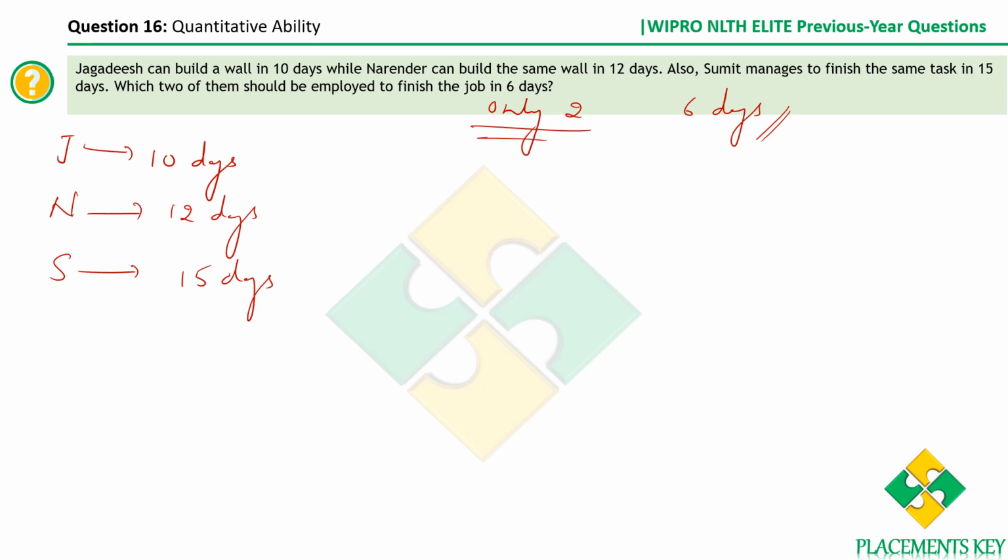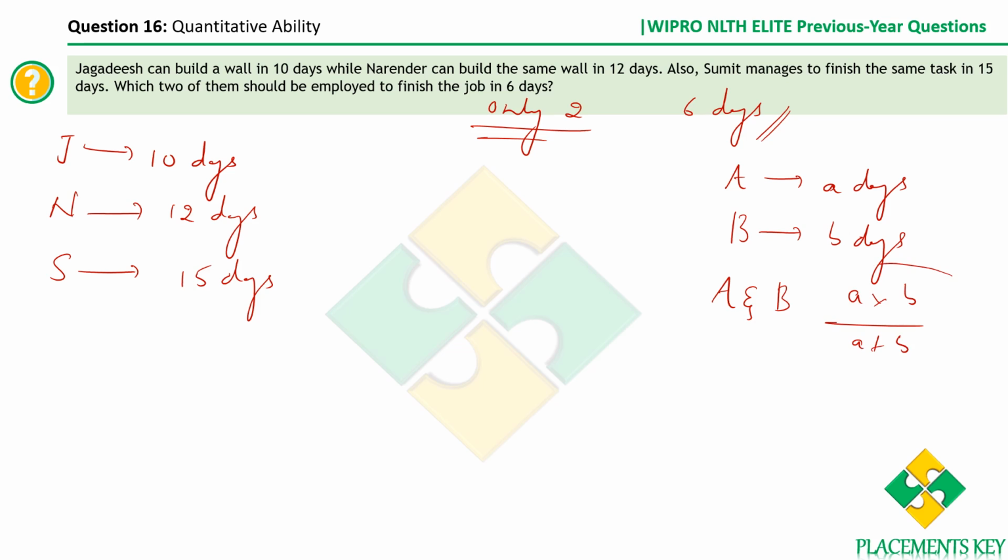Now, I think I've covered this earlier. When A does a piece of work in, let's say, A days, and B does the same piece of work in B days working alone, when they are working together, A and B can finish the work in how many days? A into B by A plus B days. We can apply this particular formula for solving this question very fast. I'm not recommending using the formula approach for every question, but for this particular question it is easier. Now only two are employed. We are not sure which two are employed, so let's take combinations.